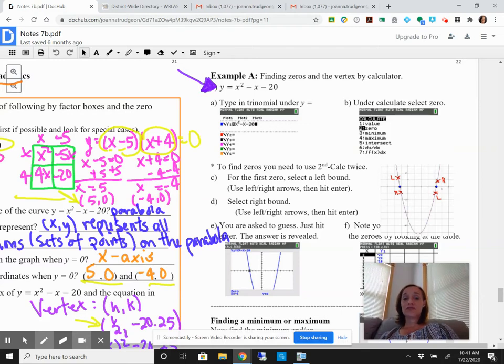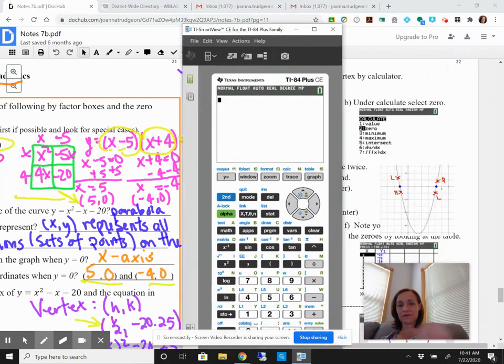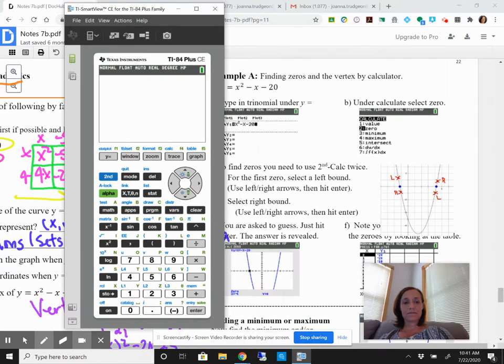So type in the trinomial. The first thing we're going to do is go over to our calculator as we do these things. I'm going to move this calculator over here. All right, so if you go to y equals, I have something in there. I'll clear that out. If I type in x squared, as you should, minus x minus 20.